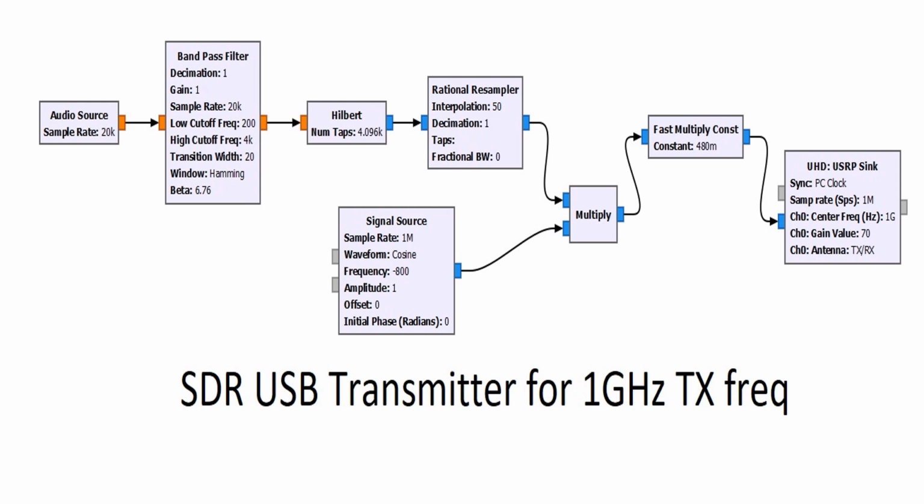And I have a little scaling there, a fast multiply constant, just to reduce some of the spurs I was seeing. But anyway, this diagram is a proper diagram of how you would do an upper sideband transmission. If you wanted to do lower sideband, you would simply inject a complex conjugate block right after that Hilbert transform block. So this is our video today, a very simple talk on using GNU Radio to make a 1 gigahertz sine wave.